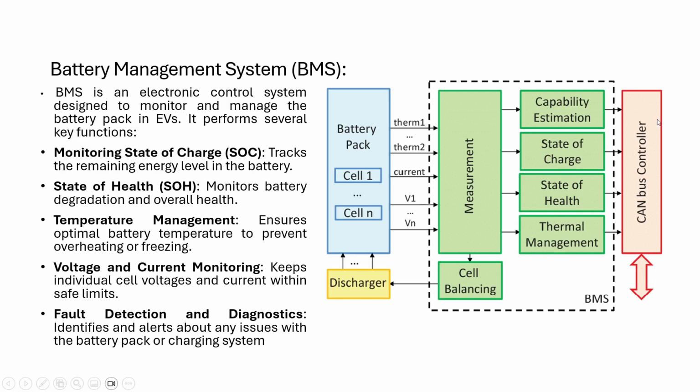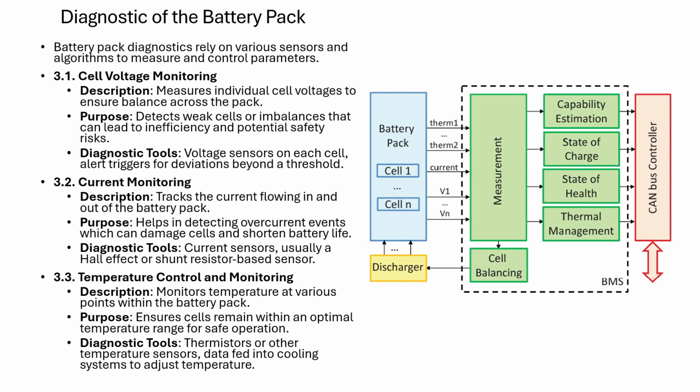These estimated values are communicated through the CAN bus controller. It also estimates the cell balancing, whether all the cells are balanced or not. Let us see the detailed description in the coming slides.